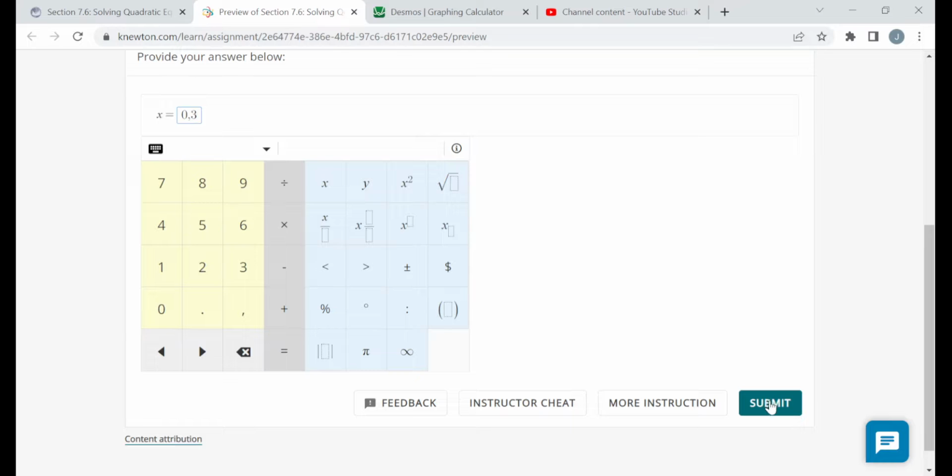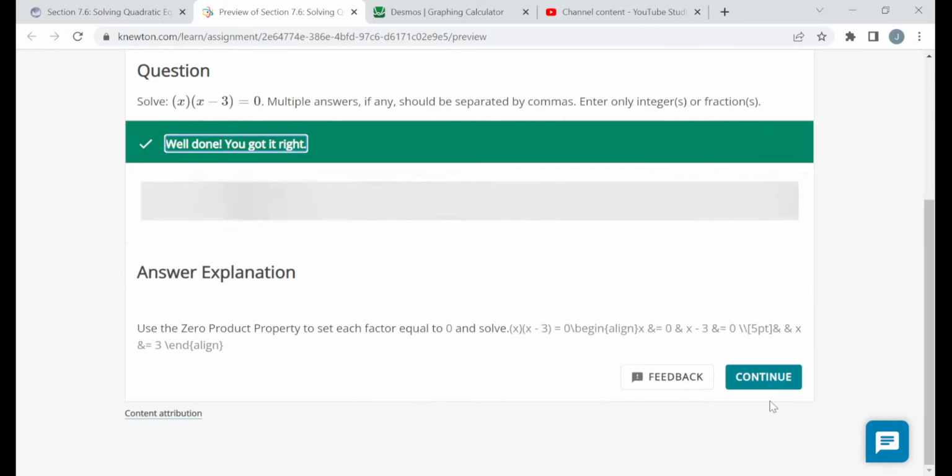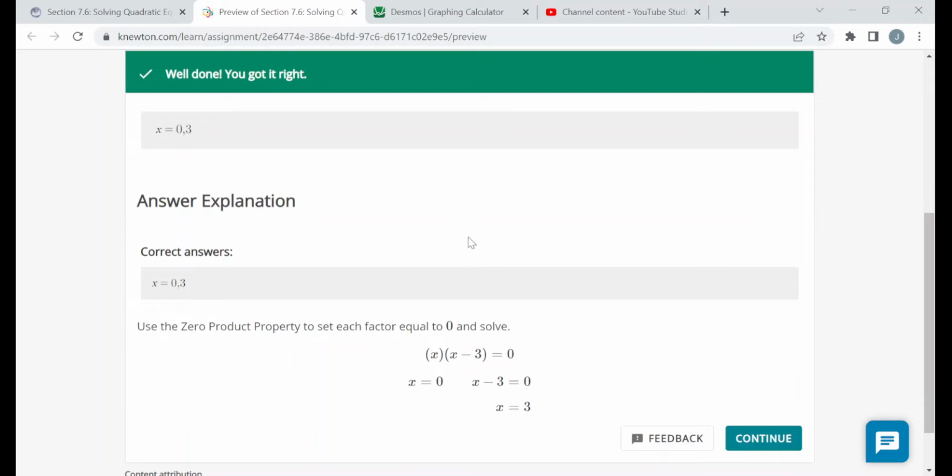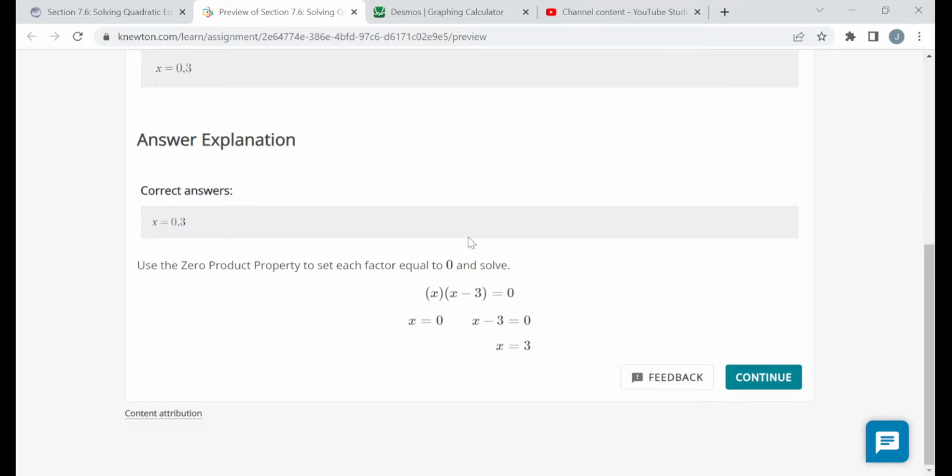Once you submit an answer, you'll be told if you're right or wrong, and then given some sort of answer explanation. Please read through the answer explanations, just to make sure you understand why something was correct or incorrect, and hopefully you can learn from your mistakes for future questions. All right, so moving on.